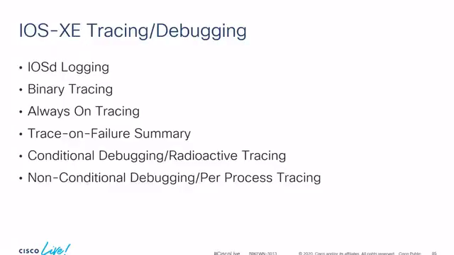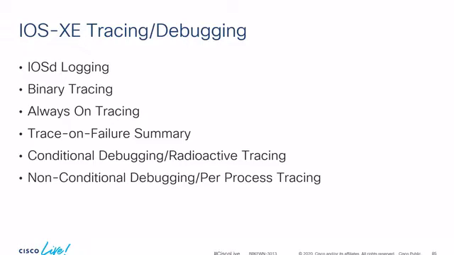So on the IOS XE platforms, there is a lot of different terminology associated with tracing. Some of the different types of tracing that you will hear about are IOSd logging, binary tracing, always-on traces, trace on failure, and conditional and non-conditional debugging. All of this tracing is fundamentally based off one single infrastructure, which is called binary tracing.